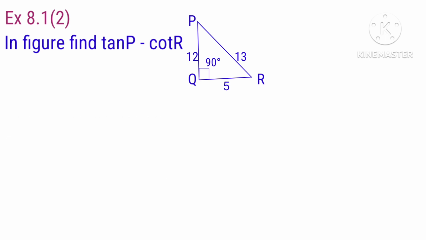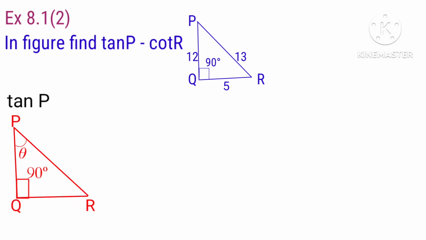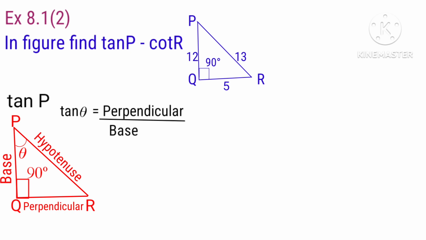Now we have to find the value of tan P, and in the theta place we have P. So P's angle is theta. So we have to mark theta at P. And opposite to theta is perpendicular, that is QR is perpendicular, and opposite to 90 degree is hypotenuse, and base is P and Q, because 90 degree and theta fall on a straight line, that is base. So here PQ is base. So the tan theta formula is perpendicular divided by base, that is equal to QR divided by PQ, that is 5 by 12.